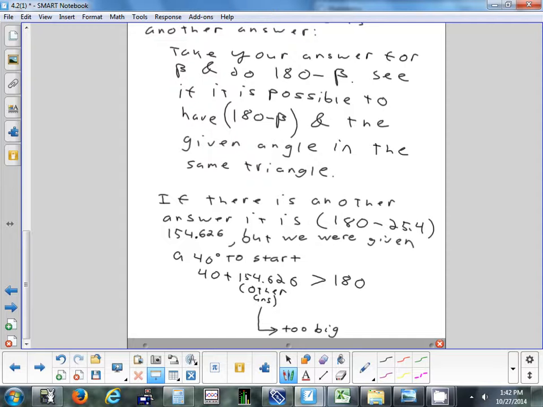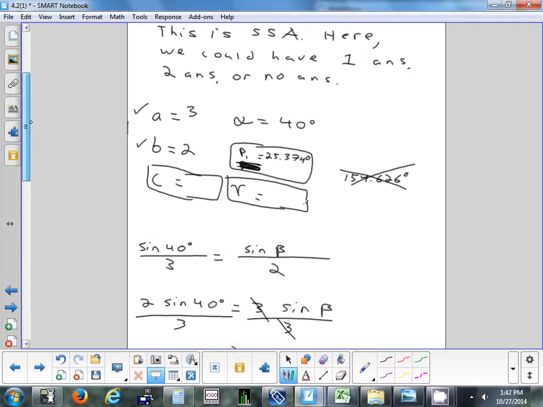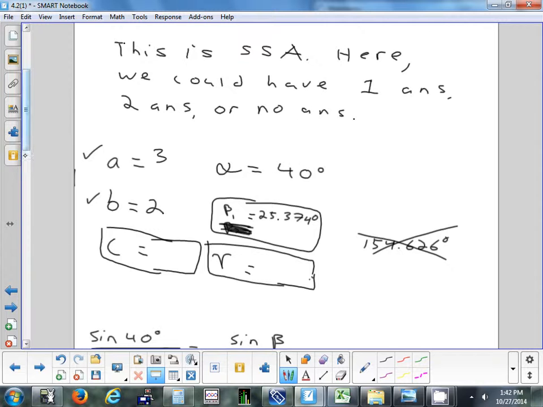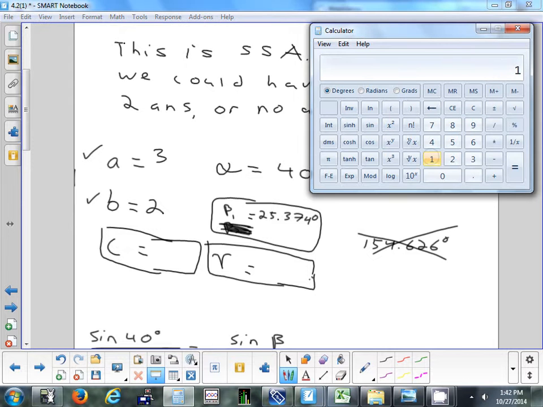Now we've got alpha, we've got beta, we've got 2 out of 3 angles. How can I get the third angle? Yeah, just add up what we got here, 65.374, and subtract it from 180. And that means gamma is 114.626 degrees.